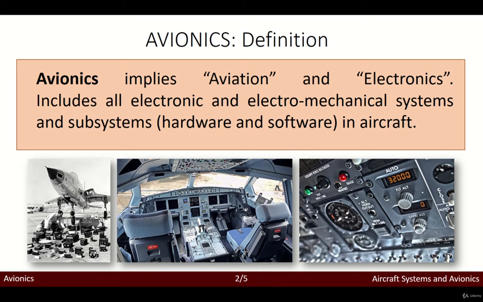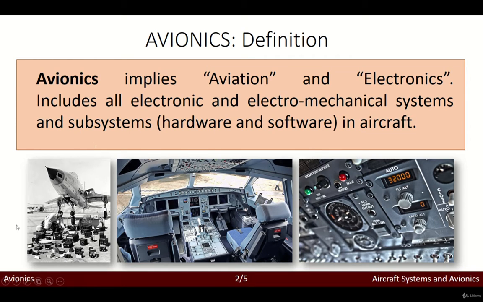Most of you probably already know that avionics refers to the combination of aviation and electronics, meaning that anything in our aircraft which is related to electronics will be considered avionics. So this includes all electronic and electromechanical systems and subsystems, hardware and software in aircraft. Again, the definition of avionics is very, very broad, and it implies a lot of different instrumentation and systems in the aircraft.